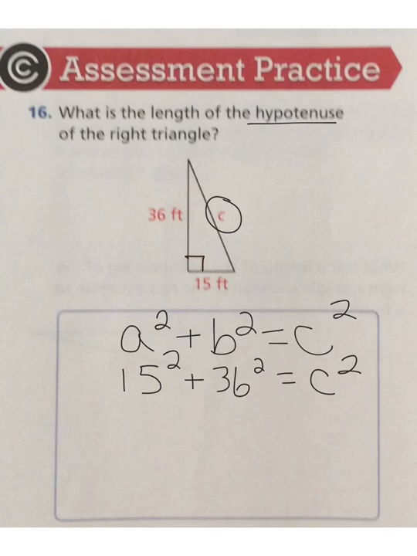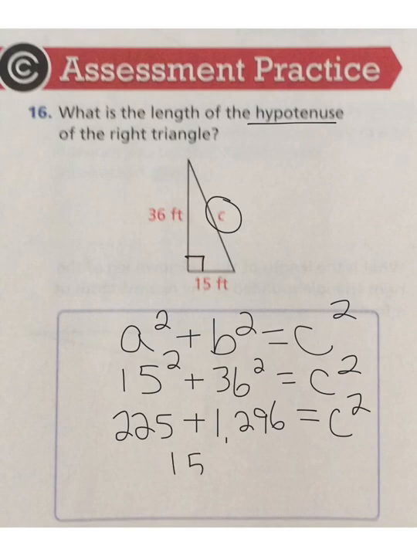So 15 times 15 we know is 225 plus 36 squared. Remember that means times itself. 36 times 36, which is 1,296. And these two areas are going to be equal to C squared, or the area of the square of side C. We need to add those two values together, and I get 1,521, and that is equal to C squared.